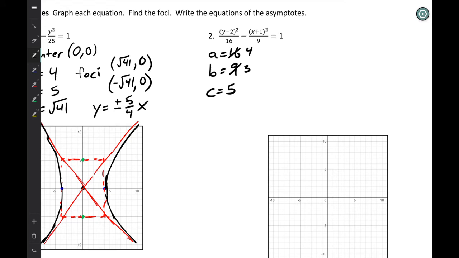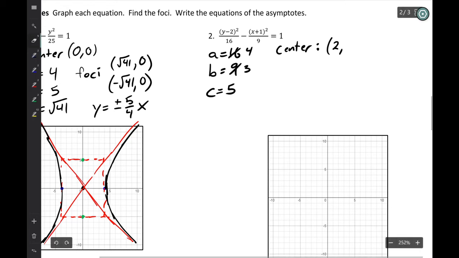We see the x squared is negative, which means it's going to open up and down. And my center is going to be 2, comma, well, not 2 comma negative 1. Now, notice how the y is in there. I'm mixing it up already, which is a bad thing for you guys to do as well. Make sure you say it's negative 1 comma 2.